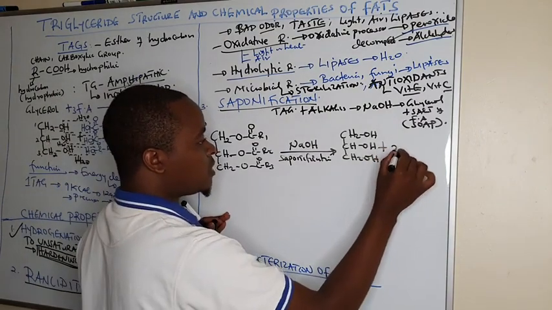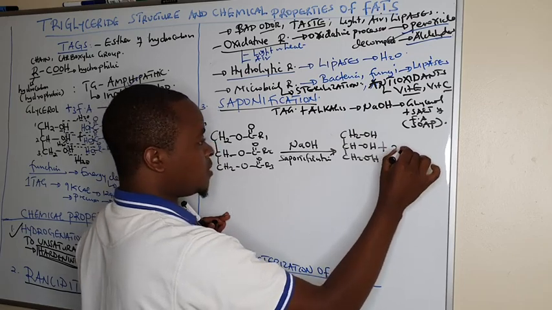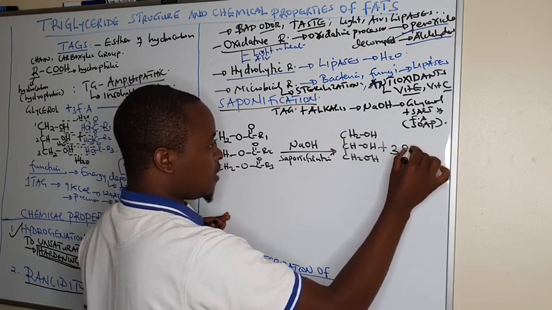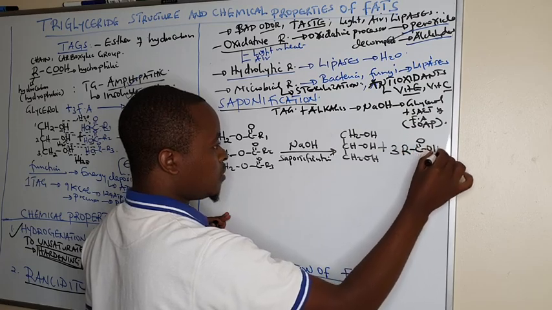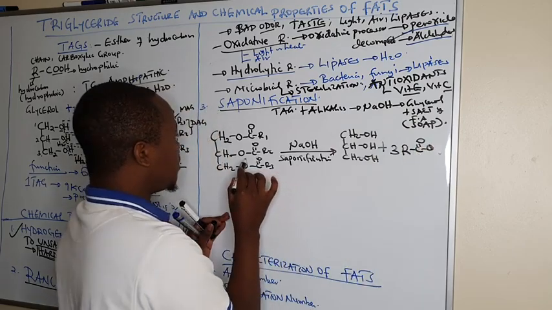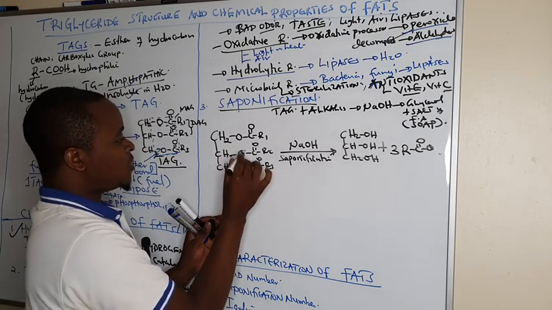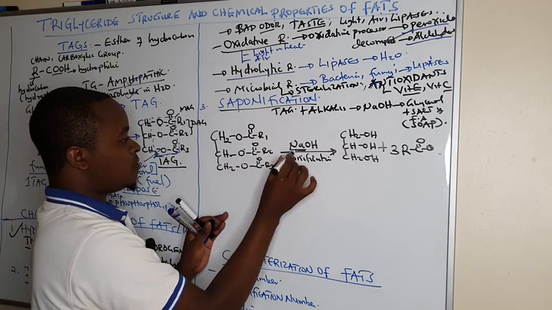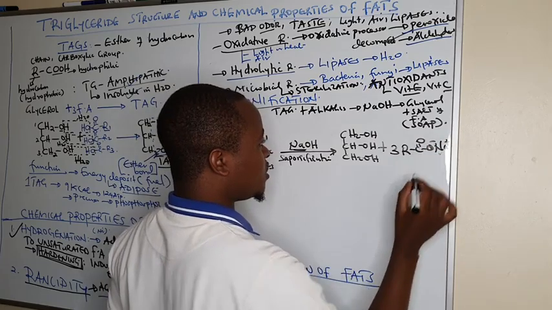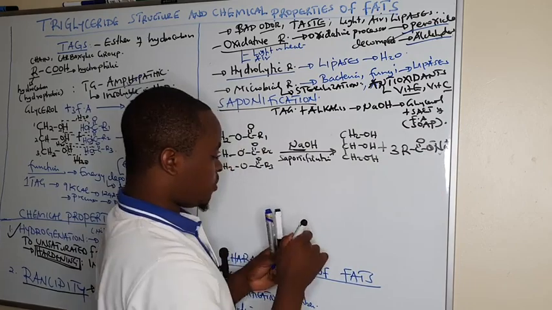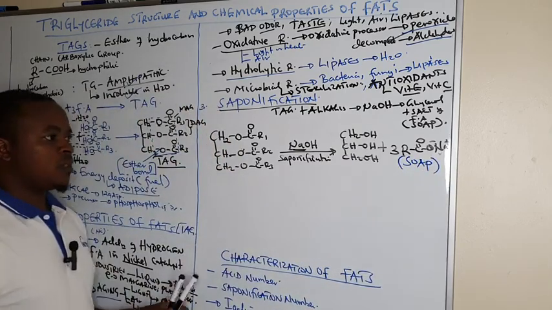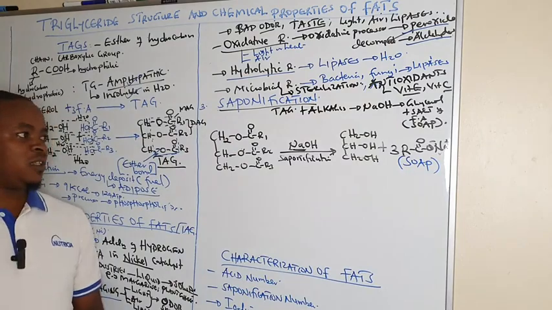And we are going to form 3 salts of fatty acid. Here, at the hydroxyl group, the oxygen group, we add the sodium. Then this one donates the hydrogen and sodium is added at this point. And this is what we call soap. This is known as soap. So this is how soap can be formed in industry.